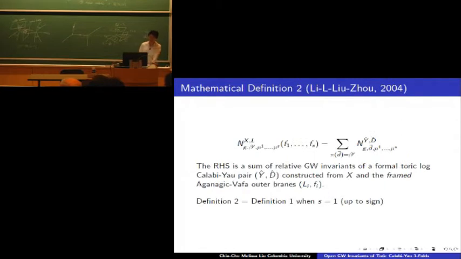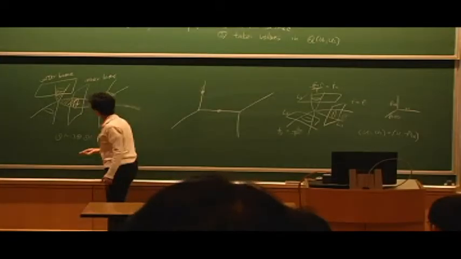So later we came up with a different definition in terms of relative Gromov-Witten invariants. What we do is we construct a formal toric log Calabi-Yau pair (Y hat, D hat), where Y hat is a formal toric threefold. What does the word formal mean? Actually, what you do is you take this one-dimensional orbit closure and you do the formal completion along it. So you get something like this. Let's call that X hat.